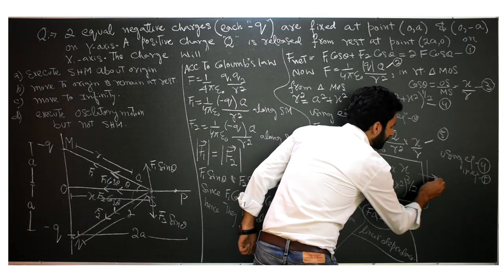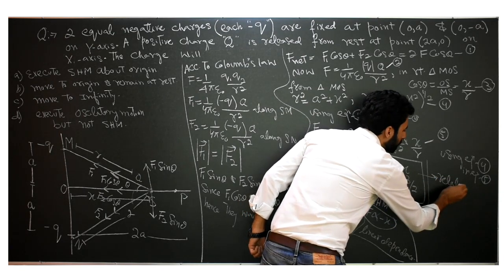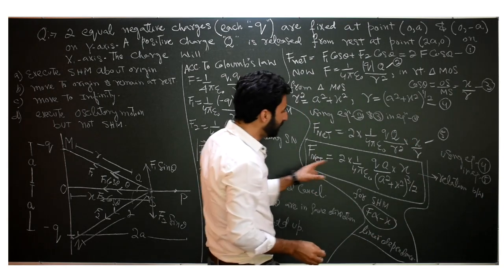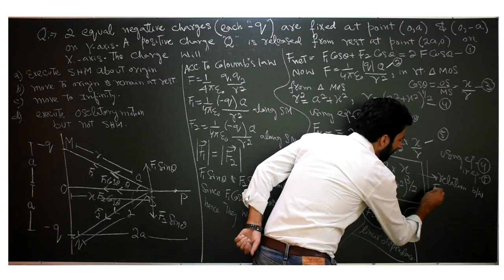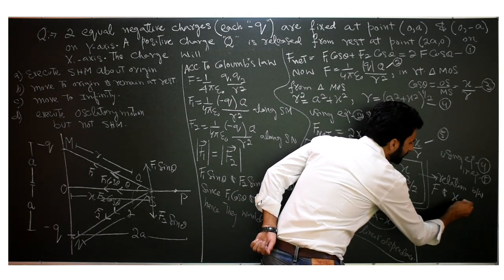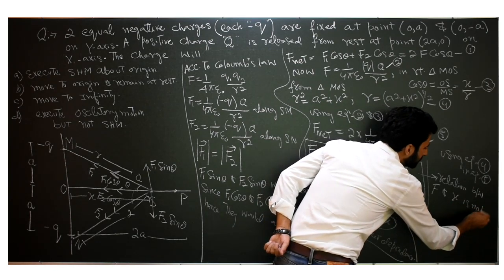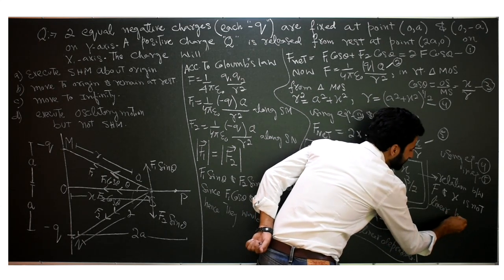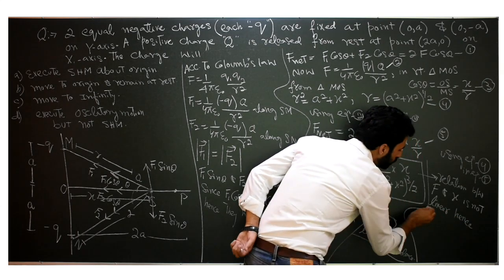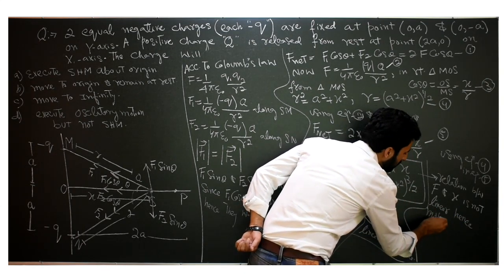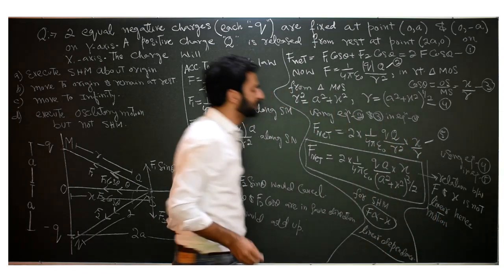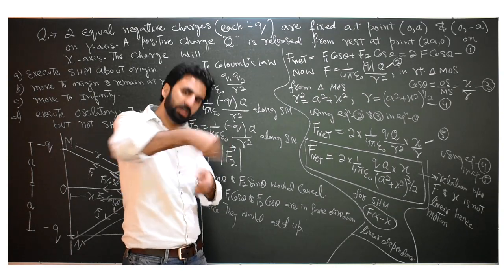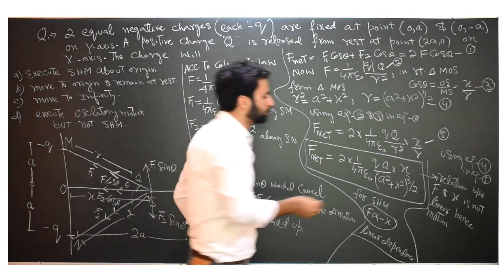So I can write here the relation between F and x is not linear. Hence, motion is not simple harmonic. Since the relation is not linear, motion is not simple harmonic. So motion will be oscillatory but not simple harmonic.